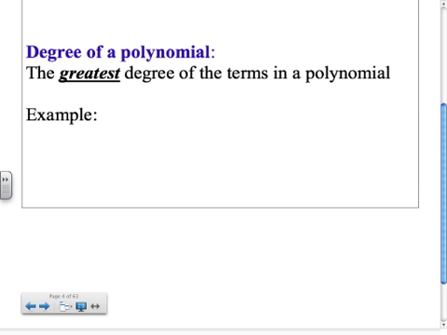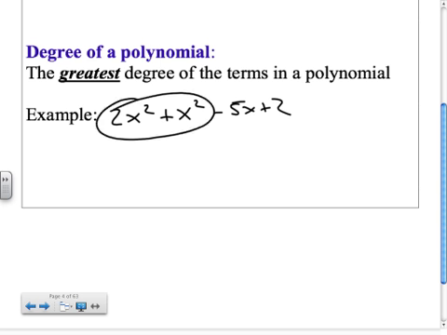Okay, so for example, if I write out the polynomial, let's just say 2x squared plus x squared minus 5x plus 2, the first thing we're going to want to do is combine like terms here. When I combine those like terms, I end up with 3x squared minus 5x plus 2. Now when it asks me what is the degree of the polynomial, the greatest degree here is 2. So the degree of this polynomial would very simply be 2.